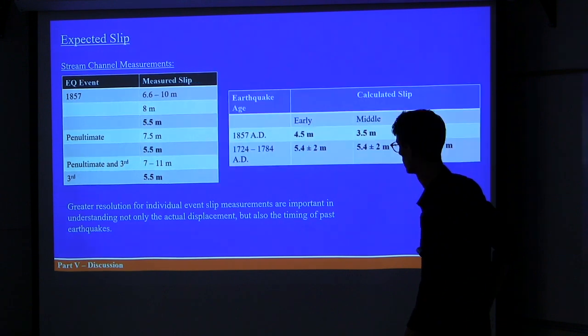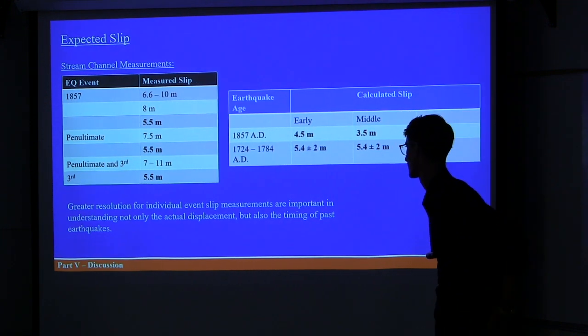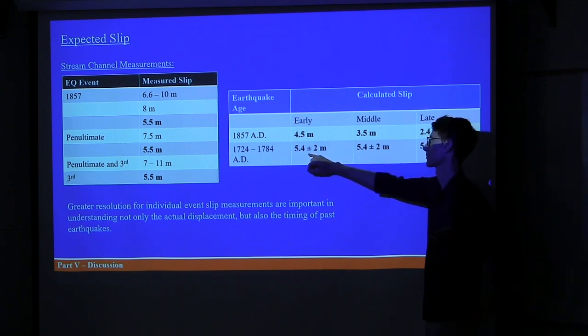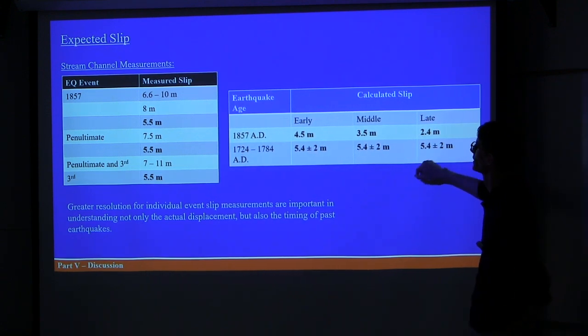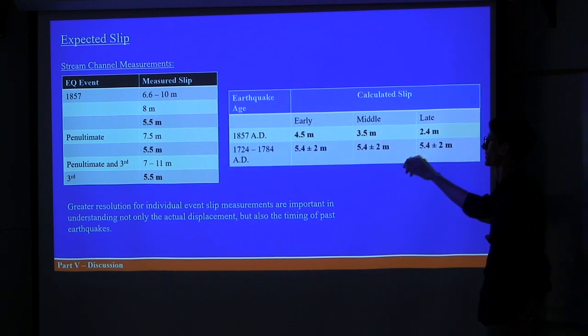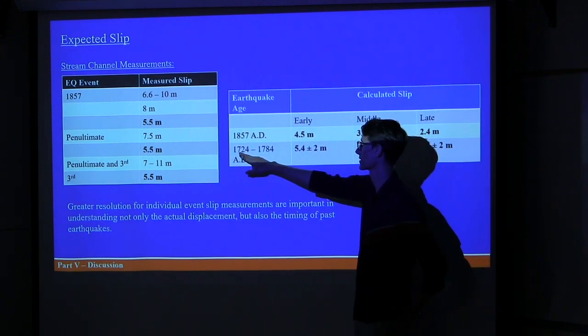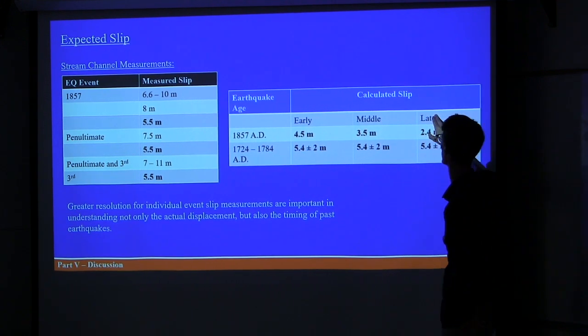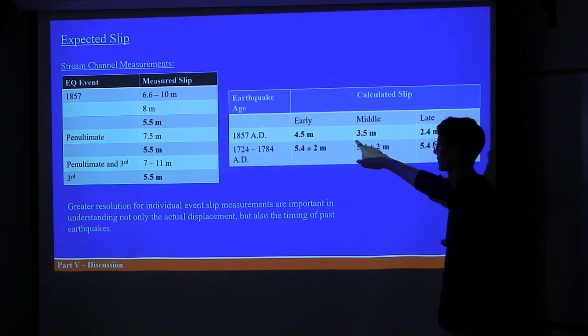So let's take a look at that. These are our actual numbers. Like I said, we have the 5.4 plus or minus 2 for our penultimate. And then we have an early, middle, and late calculation given this age constraint, 1724 being the early, 1784 being the late, and expected measured slip.